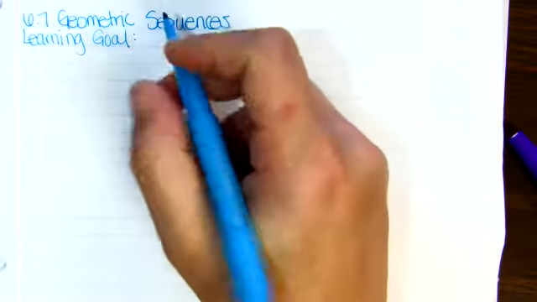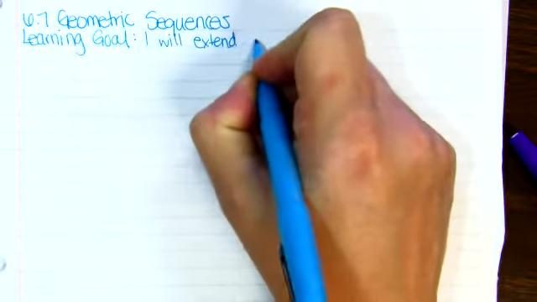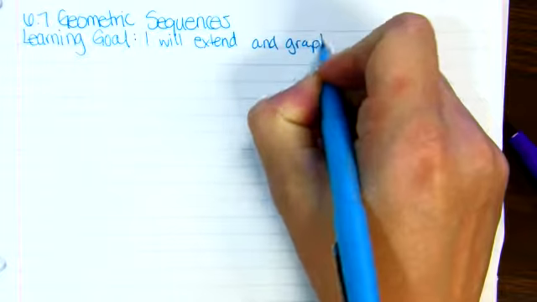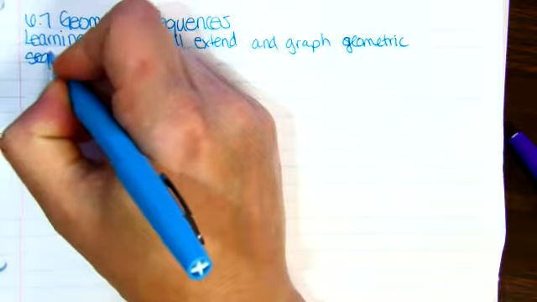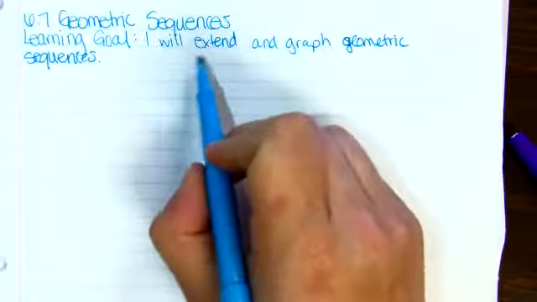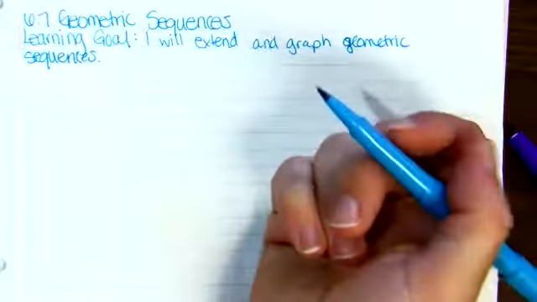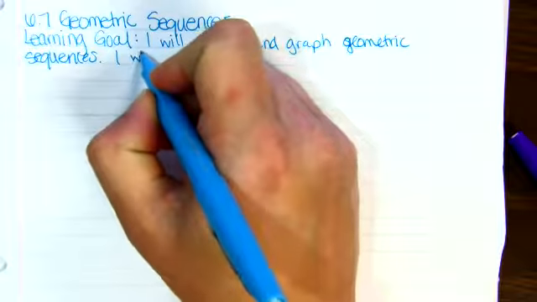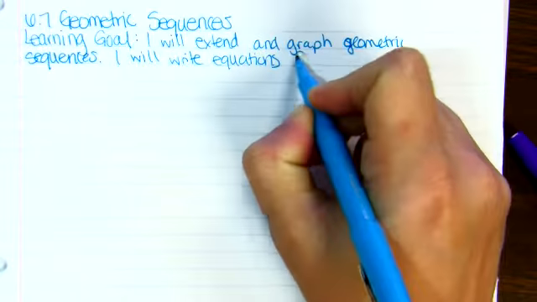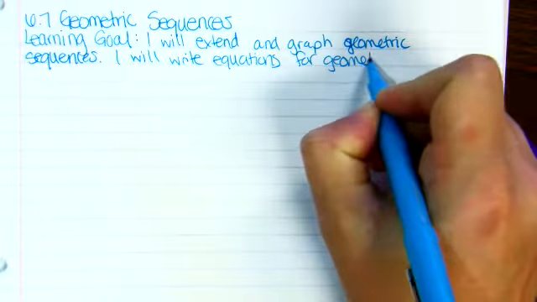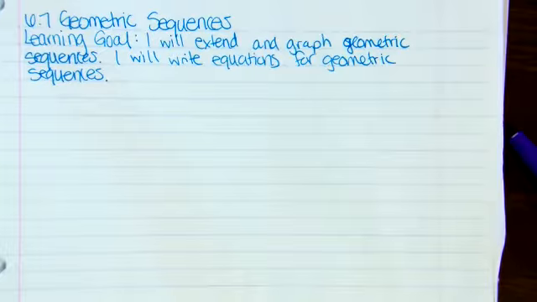So our learning goal for today is I will extend and graph geometric sequences. So what this means is it'll give you a sequence where it says extend. It'll say what are the next 3 terms. You'll be able to do that. And then I will write equations for geometric sequences. So those are our goals for today.